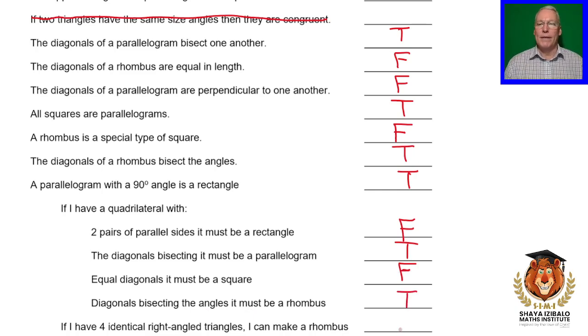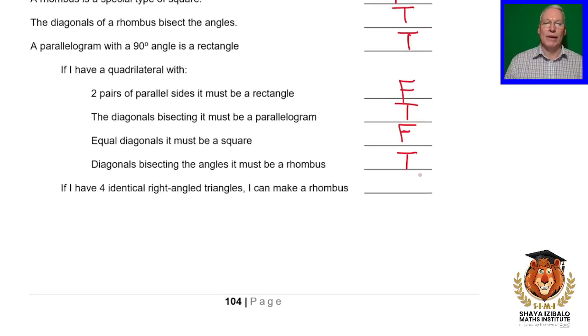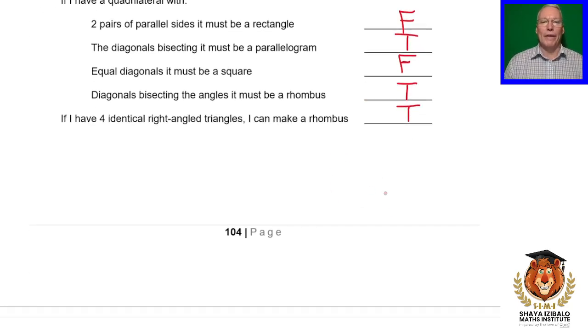If the diagonals bisect the angles, it must be a rhombus. That is true. And if I have 4 identical right-angled triangles, I can make a rhombus. That is true as well. And I'll show you why that's the case. If we've got 4 identical right-angled triangles, let's just draw one. That's one. And I'm going to draw another one here, which is going to be identical. And another one here, identical. And lastly, I'm going to draw this blue one in here, also identical.